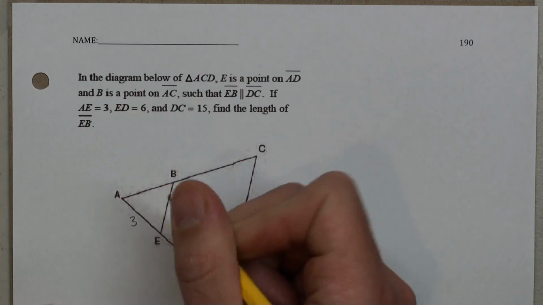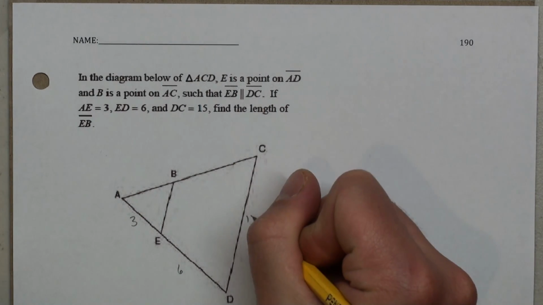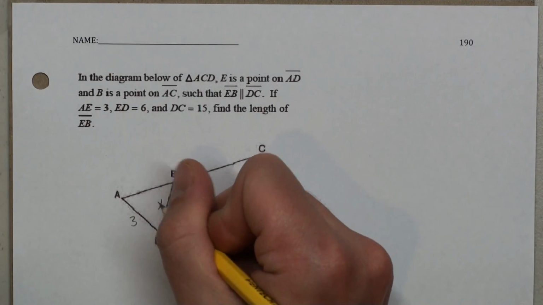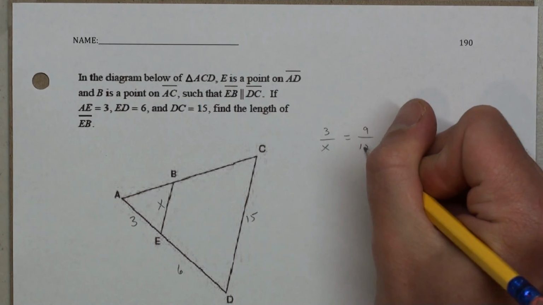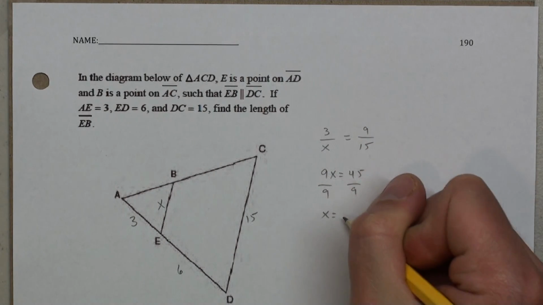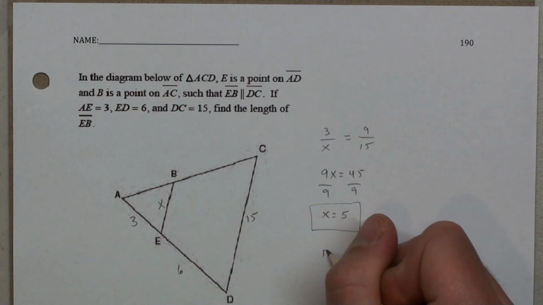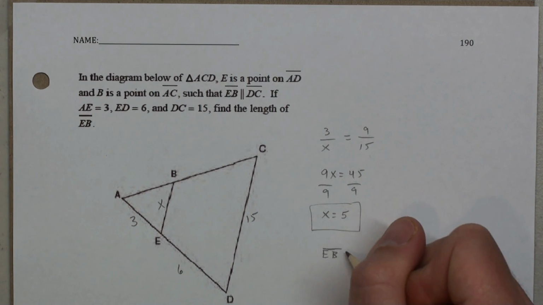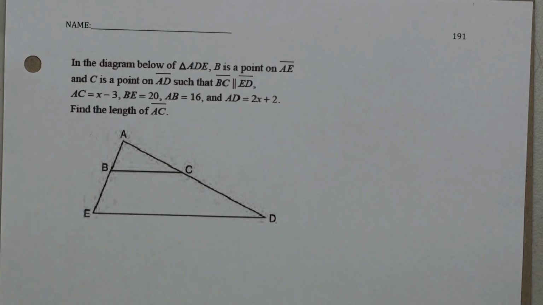AE is 3, ED is 6, DC is 15. Find the length of EB. So 3 over x equals 9 over 15. So 9x equals 45. Divide by 9. X is 5. Okay? So EB equals 5. So I could also do 190.